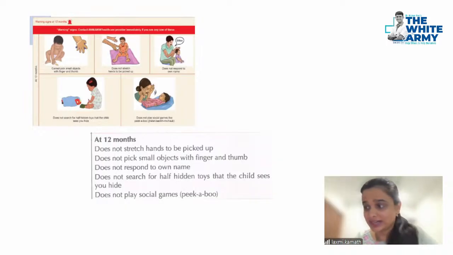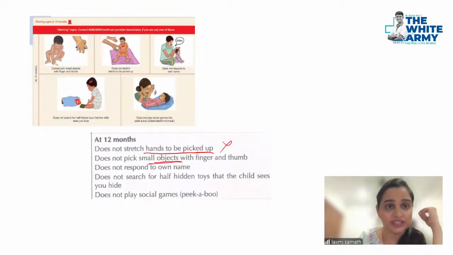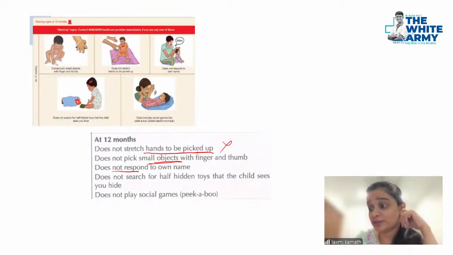So if all these are absent, that is, does not stretch hands to be picked up. So child is not interested in play. He doesn't show his arm and tell to pick up. So that is a red flag sign. Then he does not pick small objects, meaning that your fine motor, that is pincer grasp, has not been achieved. Then does not respond to own name.